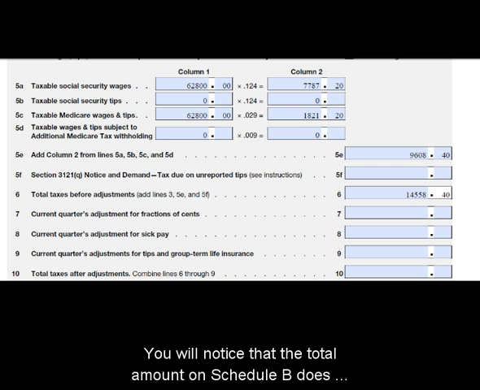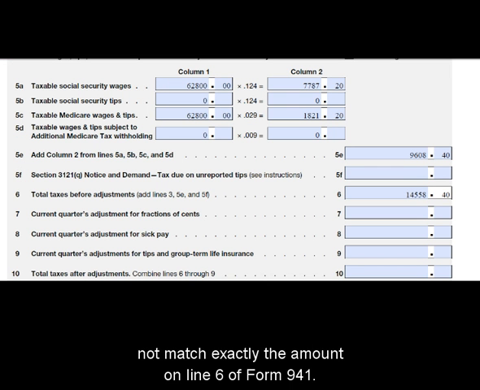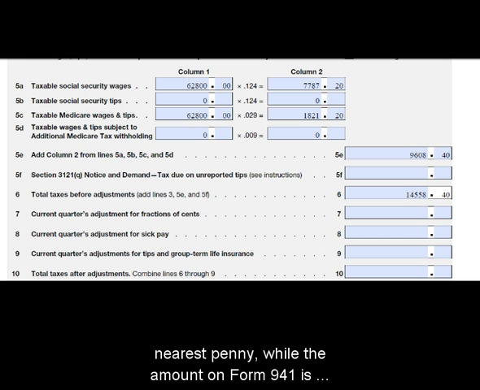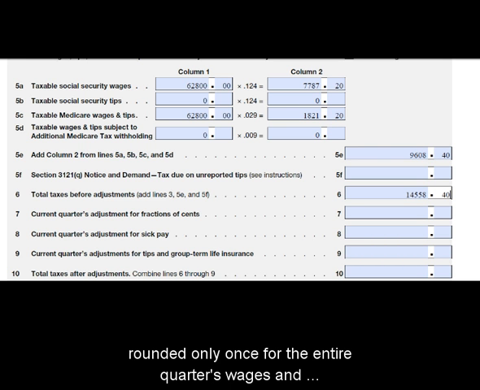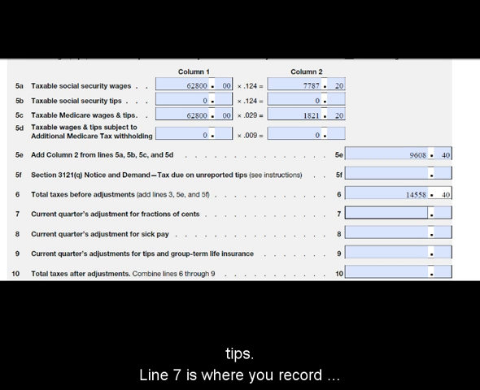You will notice that the total amount on Schedule B does not match exactly the amount on line 6 of Form 941. This is because of rounding that occurs because the individual pay date amounts are each rounded to the nearest penny, while the amount on Form 941 is rounded only once for the entire quarter's wages and tips. Line 7 is where you record the adjustment for rounding.